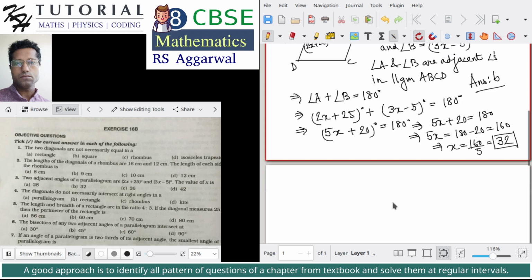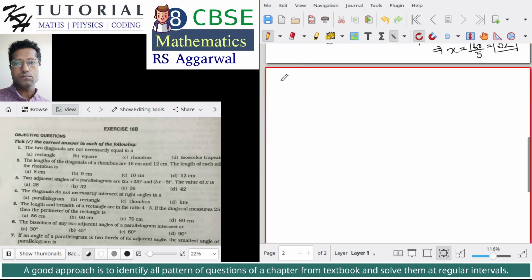Okay, let's do problem number 4. The diagonals do not necessarily intersect at right angles in a parallelogram, rectangle, rhombus, or kite. The diagonals do not necessarily intersect at right angles.